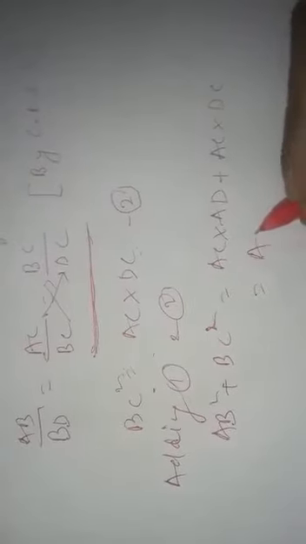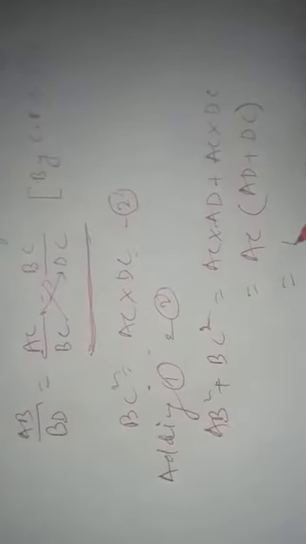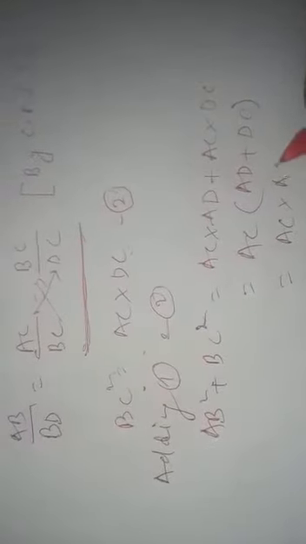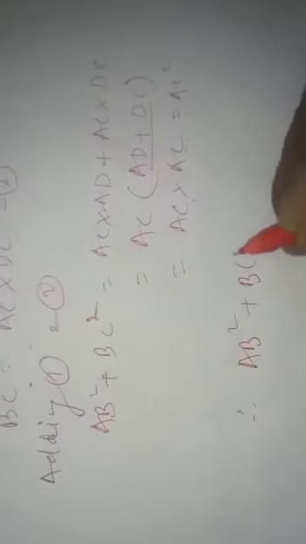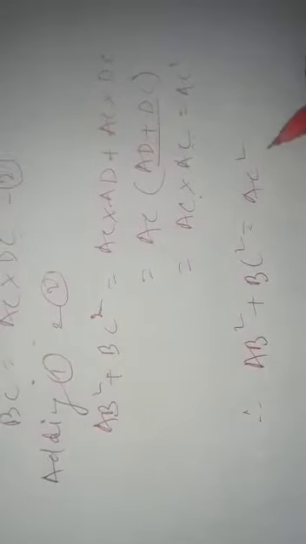Now take AC common in these two terms, we get AD and DC. Now when we add AD and DC, we will get AC. Here see in the figure, if AD and DC are added, it will give you AC. That value will be written over here for AD and DC. Now AC multiplied by AC will give you AC square. Thus we have proved that AB square plus BC square is equal to AC square.